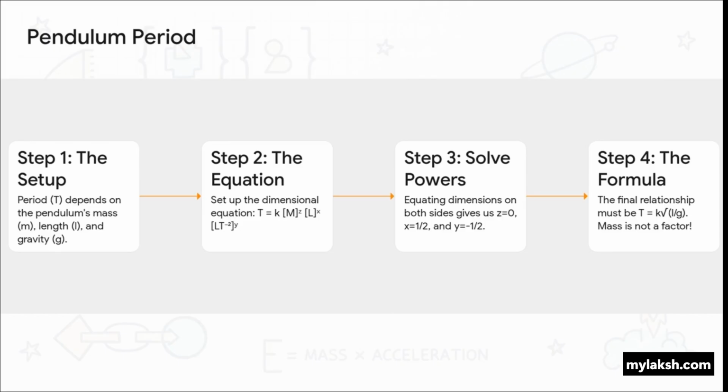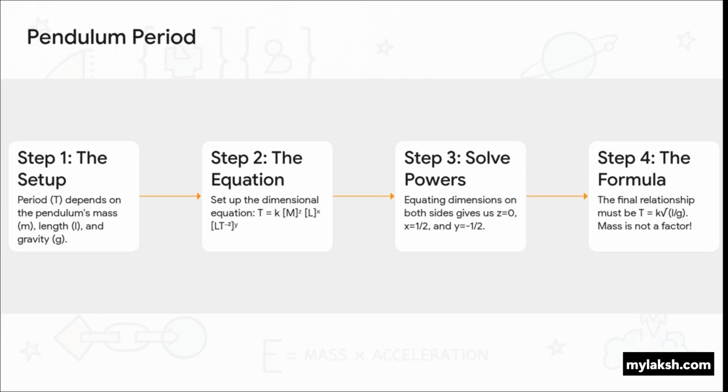Okay, let's try to figure out the formula for how long it takes a pendulum to make one full swing, its time period, t. We can make a pretty good guess that this time depends on 3 things: the mass of the weight at the end, m, the length of the string, L, and the acceleration due to gravity, g. So we set up an equation. We say that t is proportional to the mass, length, and gravity, each raised to some unknown power. Let's just call them z, x, and y for now.